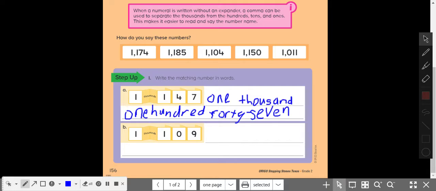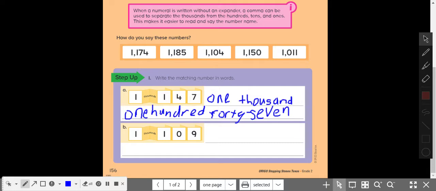The next number says, oh, actually, let's look at letter A first. So we have 1,000 right here in the thousands place. So I wrote 1,000. That's how you spell thousand. I have 100 in the hundreds place. So I wrote 100. And then I have 47. So I wrote 47. Don't forget to put the hyphen in between the tens and the ones place. That's an important part.